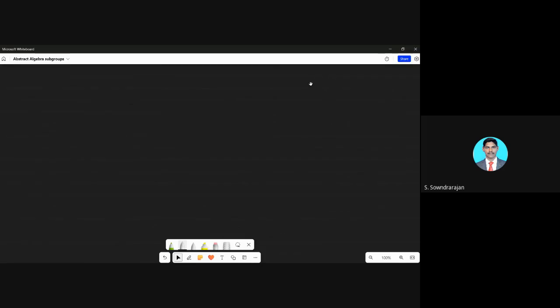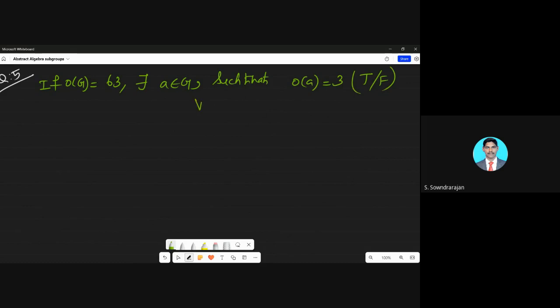Okay. Right. So there are several problems which can be solved based on this. So question number 5. If order of G equal to 63, then there exists a belongs to G such that order of a equal to 3. True or false? Verify. Right? Okay.